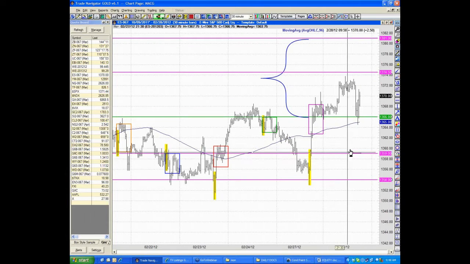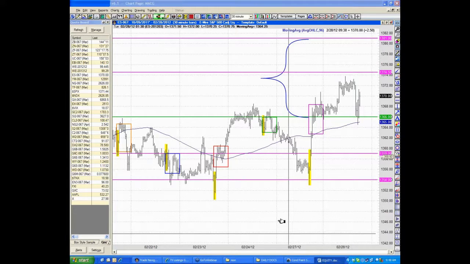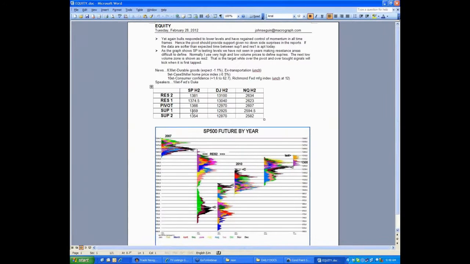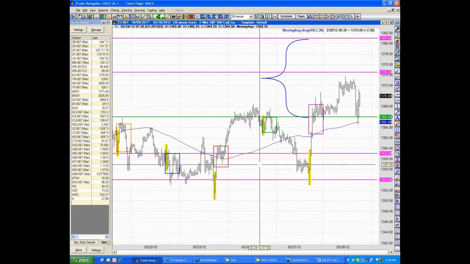Well, if you look down here, you see the support level that I have, this pink line here. That's my first support level that I wrote in the newsletter, and you can see that it's right there at 1359. My pivotal point was 1366. And I mentioned that bulls responded to lower levels, so they have momentum. They've gained momentum, and as we all know, the market's been going up by day, week, and month. We've rarely had 2 negative sessions in a row. So we're still in buy mode. If we get to buy weakness, we buy it.